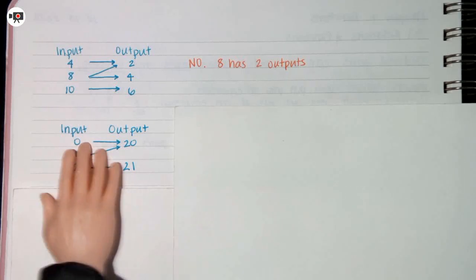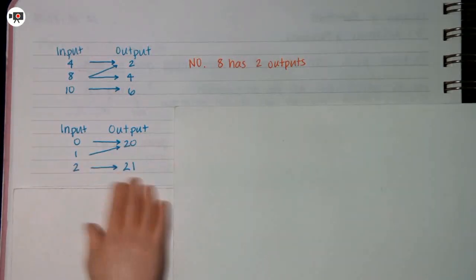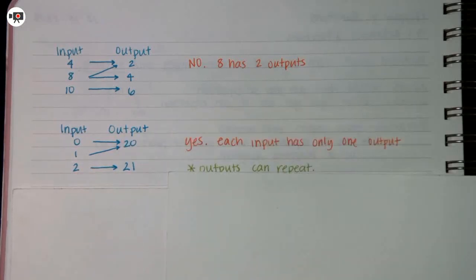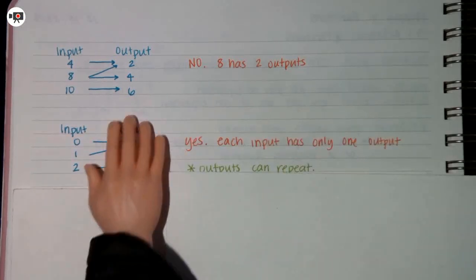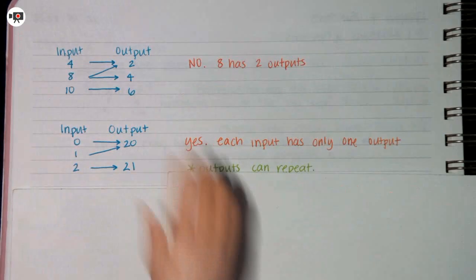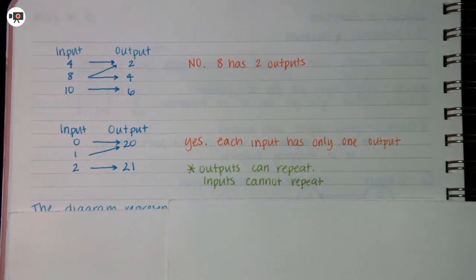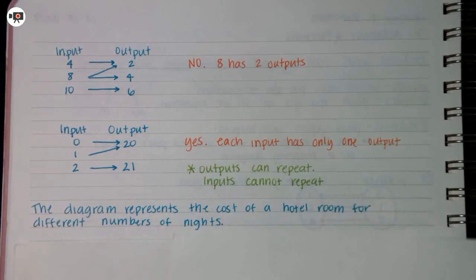In this one, I have 0 to 20, 1 to 20, and 2 to 21. So, yes, this is a function, because each input has only one output. They're just going to the same room, that's okay. Outputs can repeat, inputs cannot repeat.